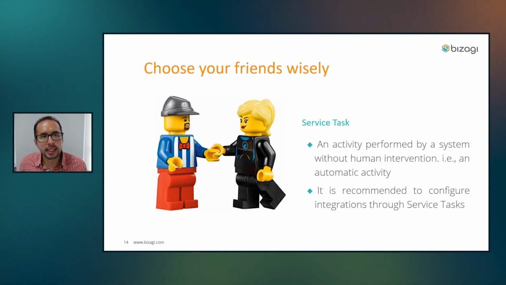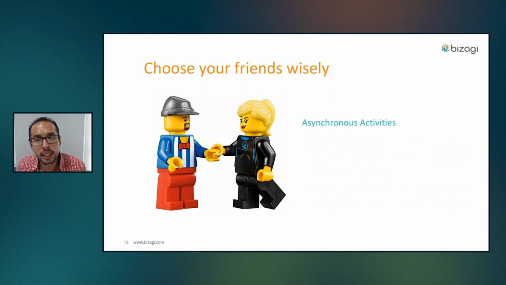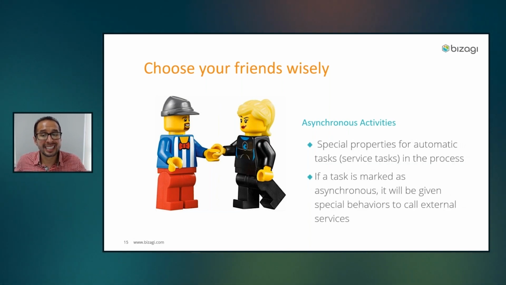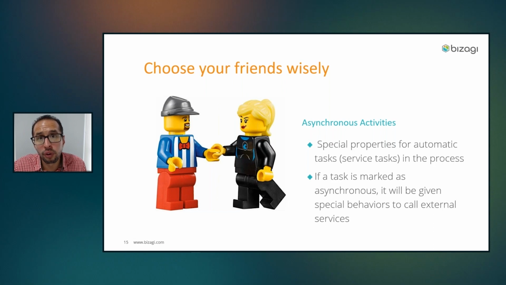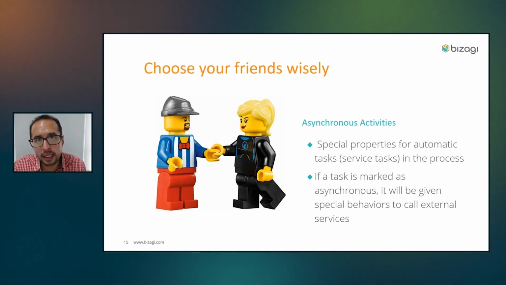But now, the second part is that if we are choosing our friends wisely, sometimes it's better if instead of having just the service task alone, we combine it with asynchronous activities. Asynchronous activity is basically one property that we can define for our specific service task. If we activate that property, we are giving special behaviors and important information for the integrations to be executed, right? So if the task is marked as asynchronous, we will have more options and a bigger panorama to set up the configurations.